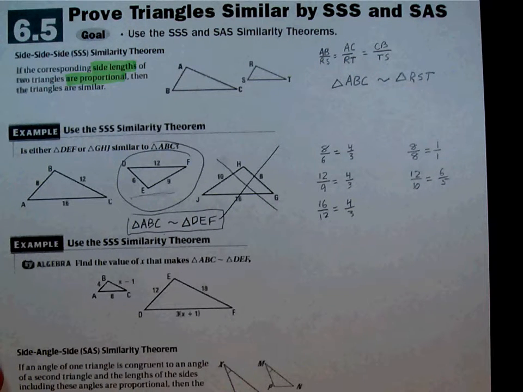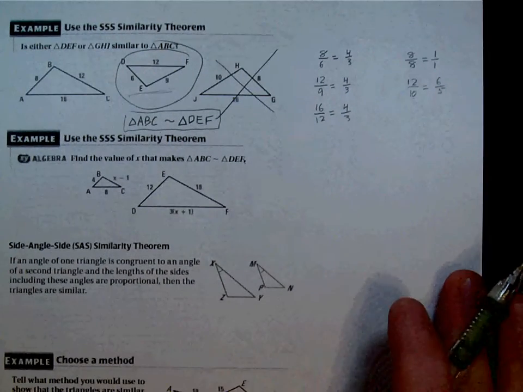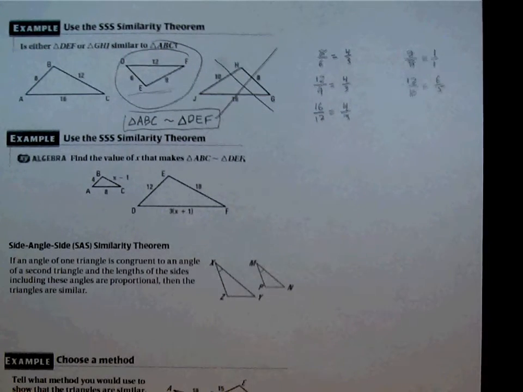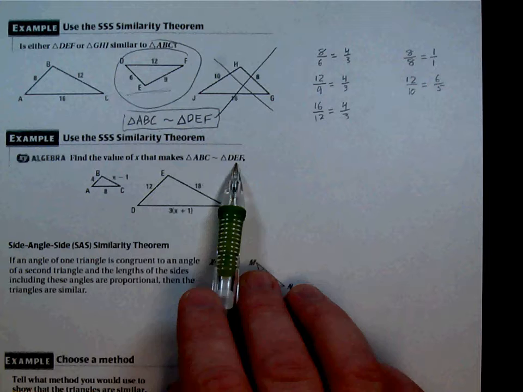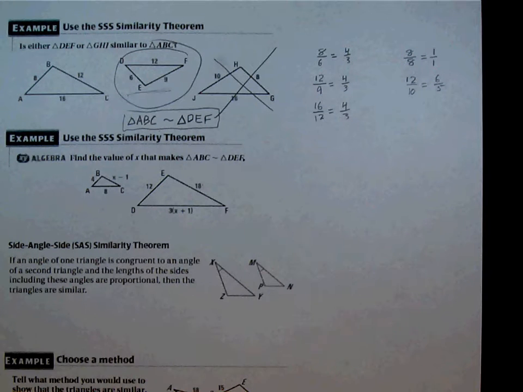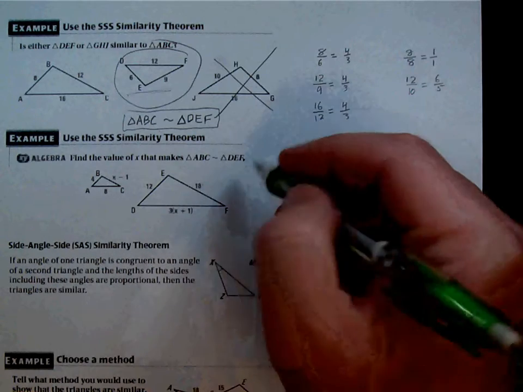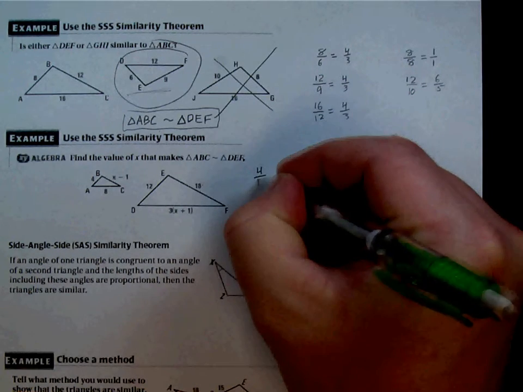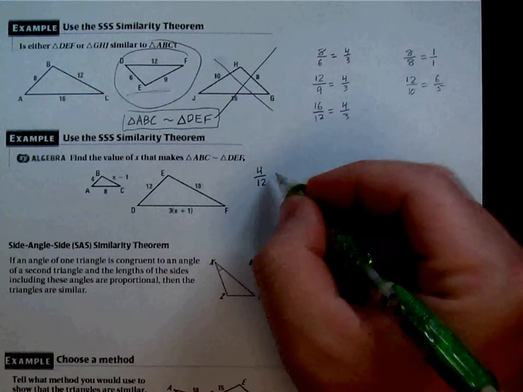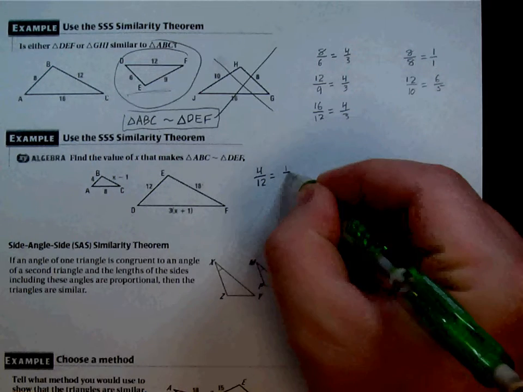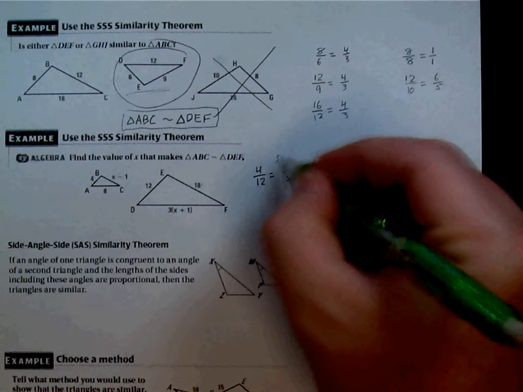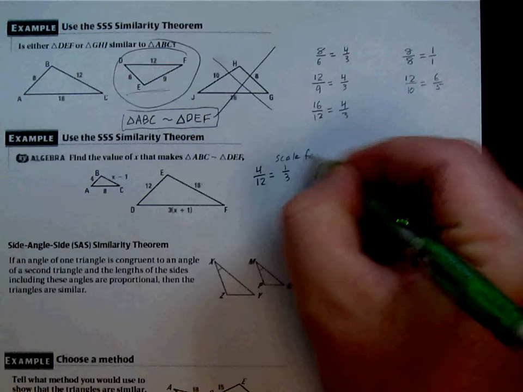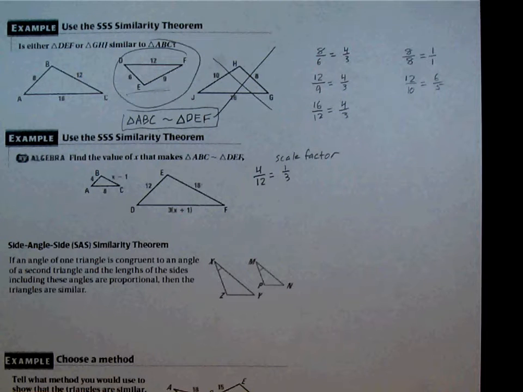If we look at this next example, we're now going to solve for x based off of that. That tells us that they're similar. We know that, so then I know that sides are proportional. So I can find my scale factor by doing 4 to 12. Let's simplify that. They're both divisible by 4, so I get 1 to 3. So that's my scale factor. So I know all other corresponding sides, their ratios will be congruent to that.